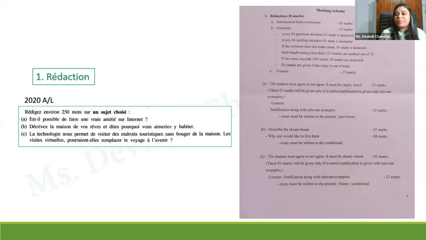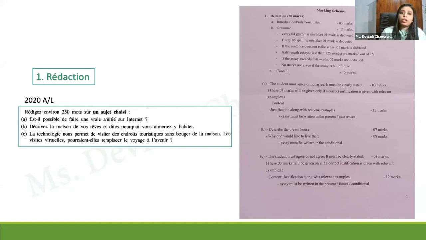Don't do that. Although your content is rich and you have not made any mistake, your essay would be marked out of 15. That means out of half of the marks given, if you just don't write enough words. If the essay exceeds 250 words, then 2 marks would be deducted. Actually, it's something more than those 2 marks. You will be deducted 2 marks, and at the same time, your examiner won't be marking a lengthier essay. Remember that, okay?